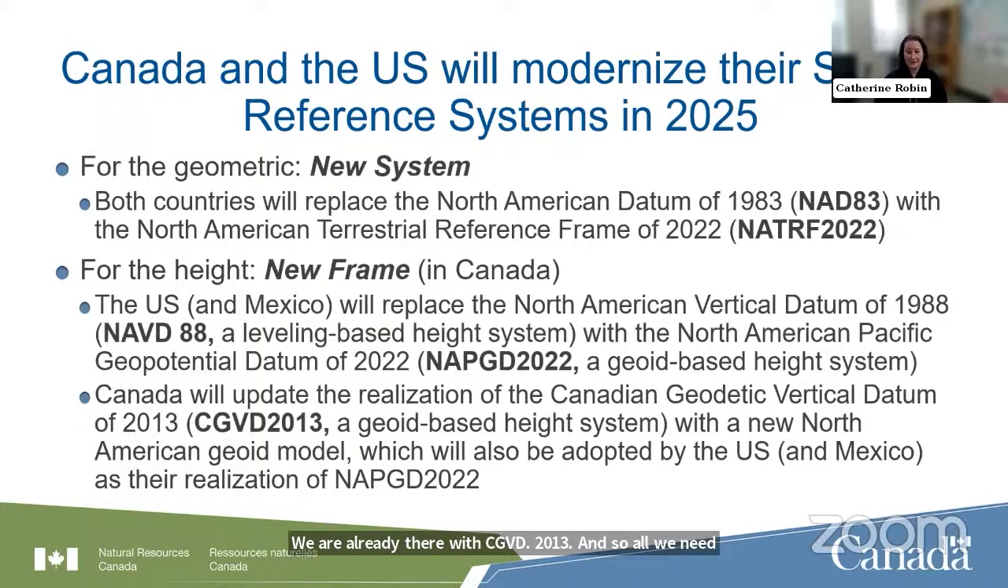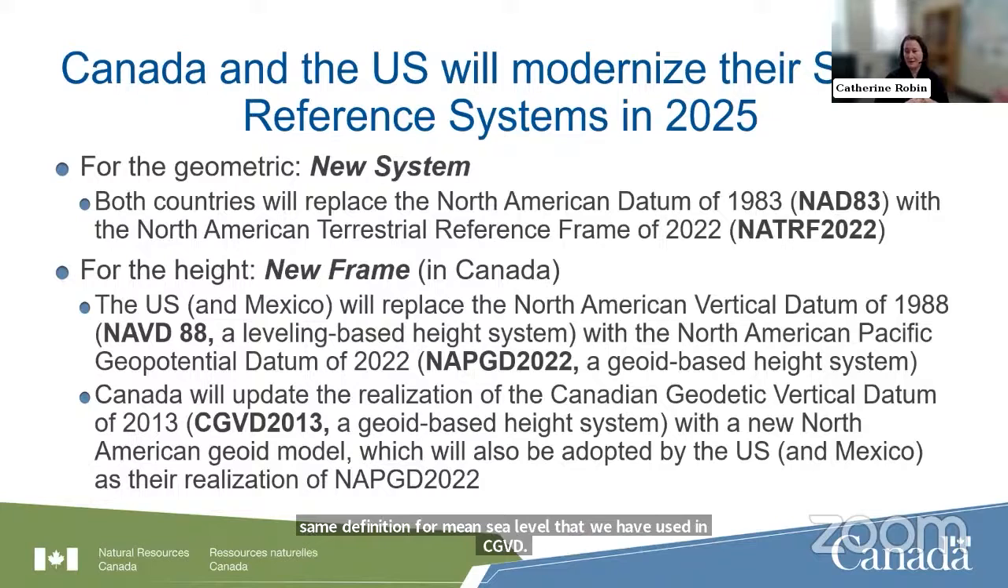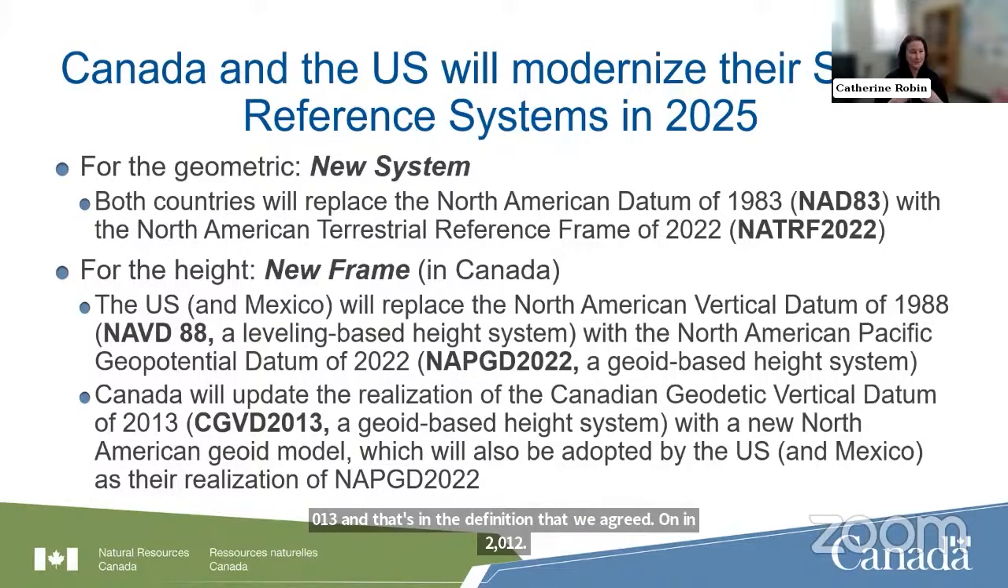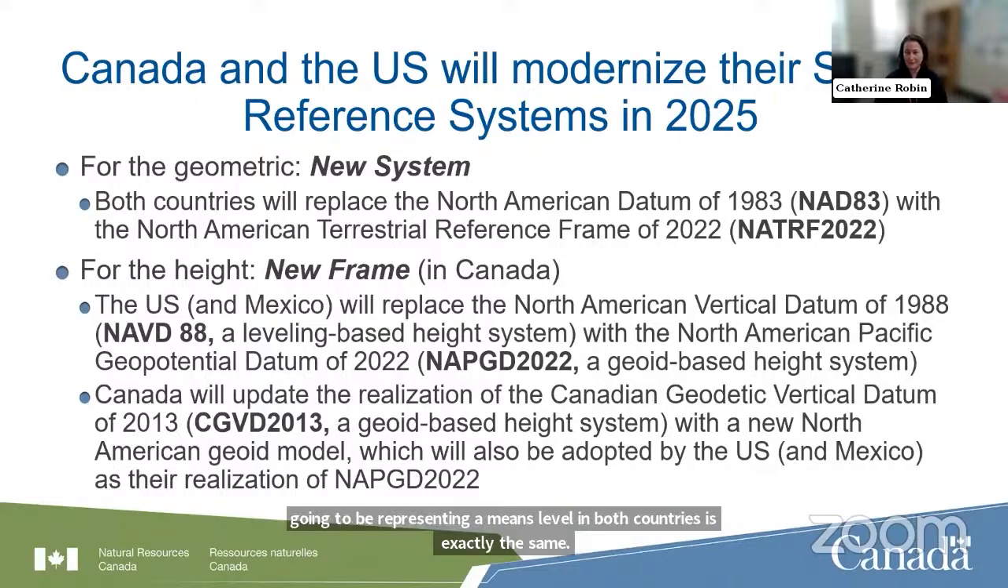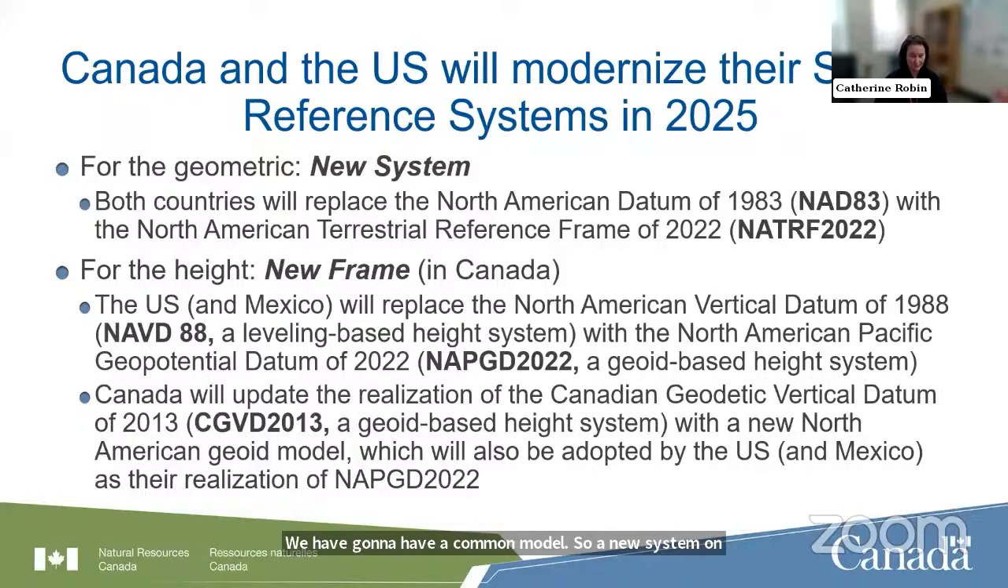Another important fact is that they will be using the same definition for mean sea level that we have used in CGVD2013. And that's a definition that we agreed on in 2012 when we updated this system. So in fact, we're just updating with a new model representing mean sea level. They're updating the whole system. And the model that's going to be representing mean sea level in both countries is exactly the same. We're going to have a common model. So a new system on the geometric side and a new frame on the height side for us.